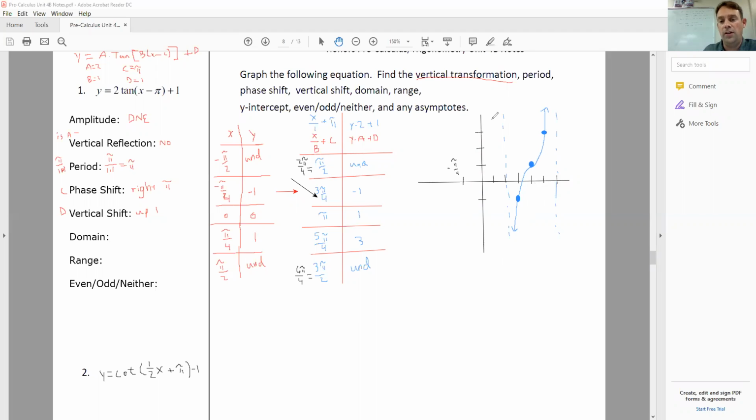Now, remember that in order for it to be odd, that graph is going to have to either have an asymptote on the y-axis, or it has to have that inflection point at 0, 0. So is the asymptote on the y-axis, or is the inflection point at 0, 0? So for odd, I'm looking for one of two things.